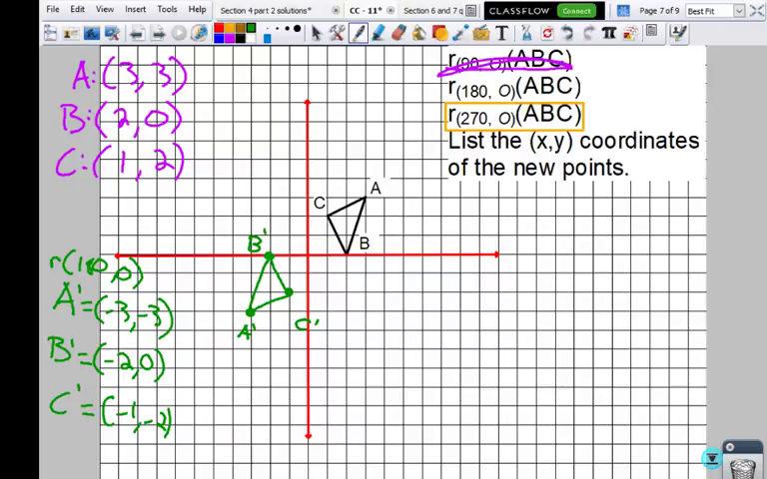Now 270. I already forgot to do 270. For 270, you switch x and y, and then you times -1 for y. Okay, yeah, I got it. Yep, 270. Alright, so we just did 180 together.